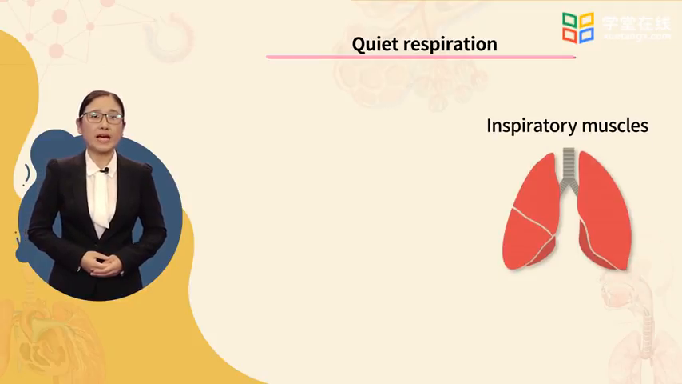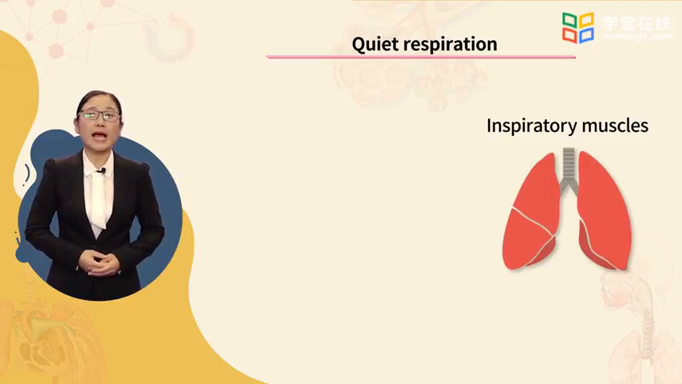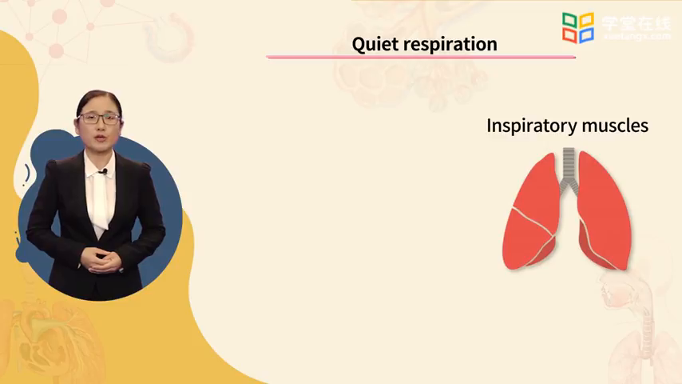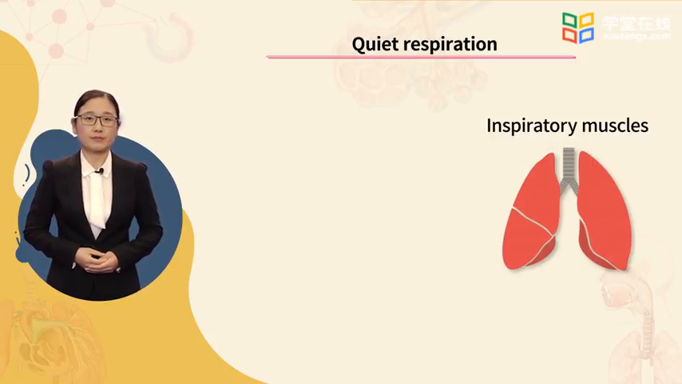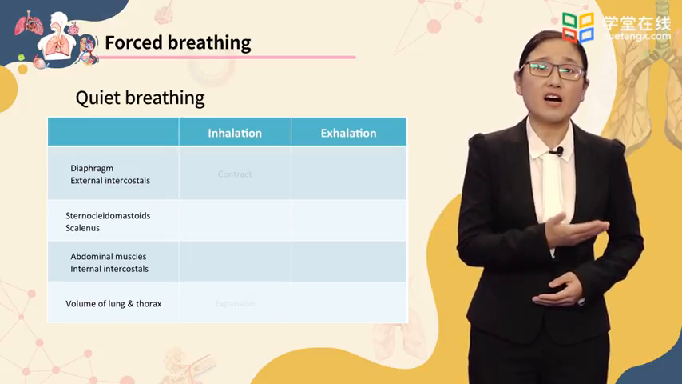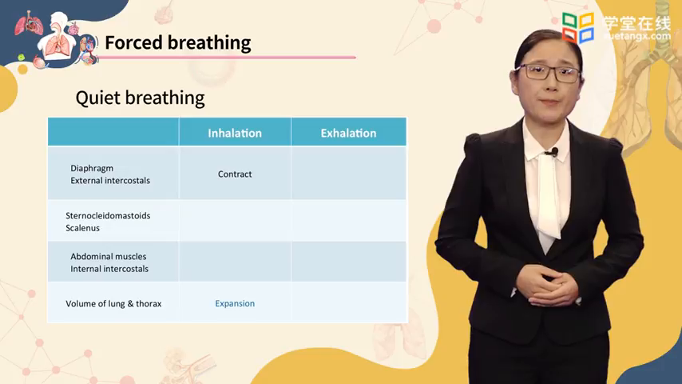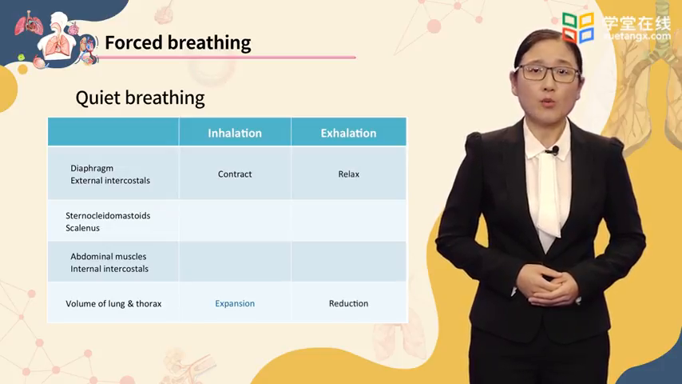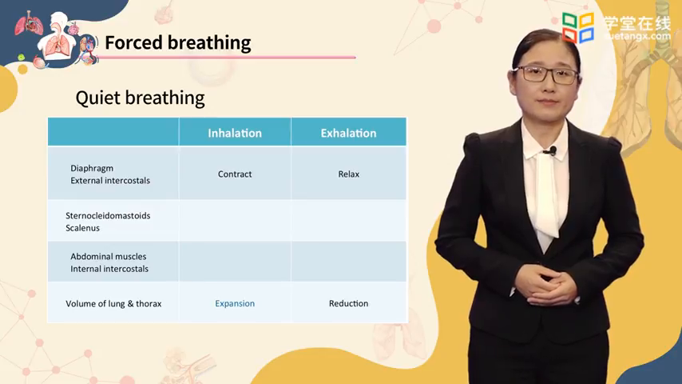Then the diaphragm and the external intercostals relax again, causing a decrease in lung volume. The higher lung pressure pushes the air out of the lungs. And this is quiet breathing cycle by cycle. So inhalation is active based on contraction of inspiratory muscles, and exhalation is passive when the muscles relax.